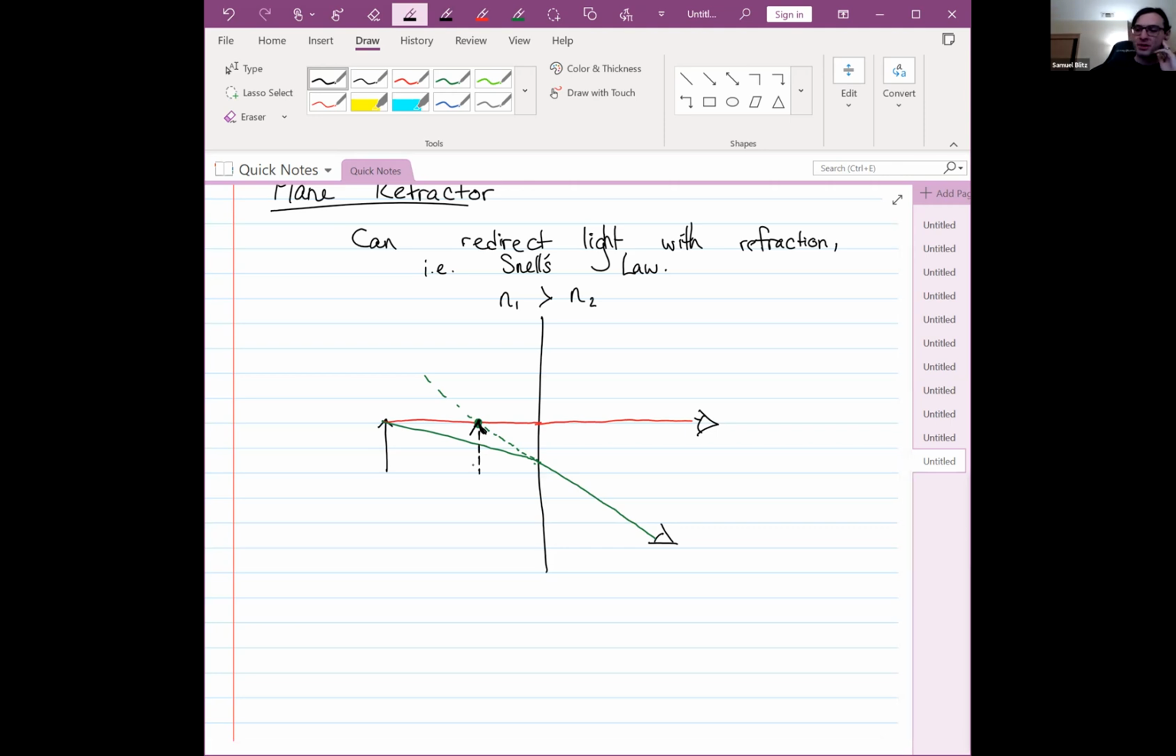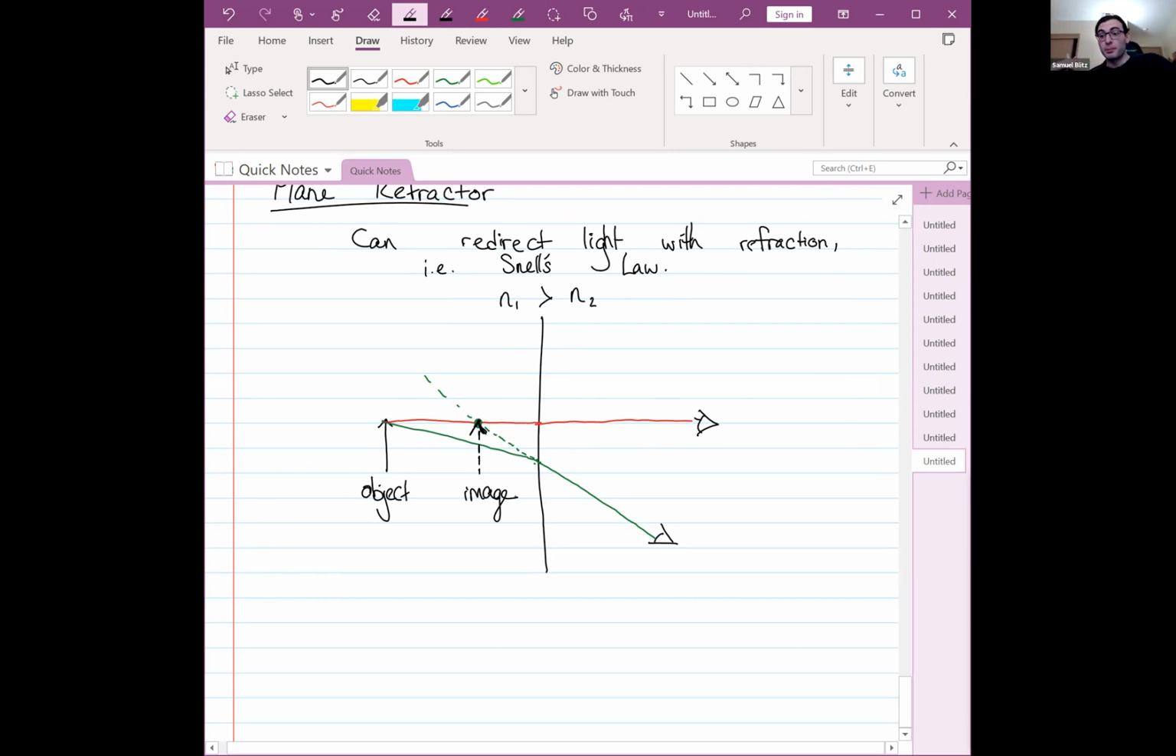Now, so that's where the image would appear to be. So we have an object and we have an image. And now they're in different places because the light bent. Now, I have to be careful here. Just like with the reflection, not all of the refracted rays. Oh, no, actually, this is a separate thing.